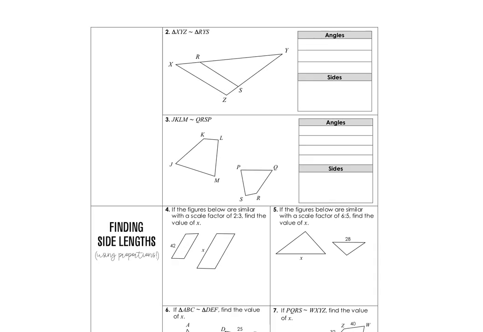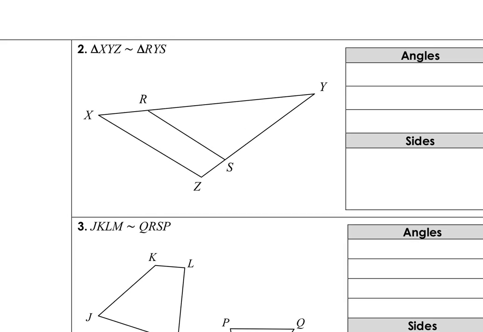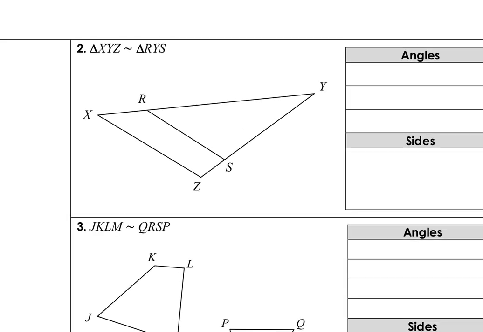All right, let's take a look at another figure. This is kind of like a stacked triangle. I'm going to highlight them so we can see them a little bit more clearly. So first I've got triangle XYZ. Let me redo that. Here we go. X to Y to Z. This is going to be the big one on the outside. And then we've got triangle RYS. That's going to be the smaller one at the top here.